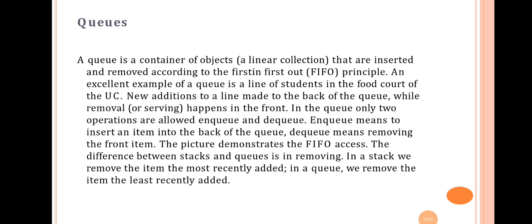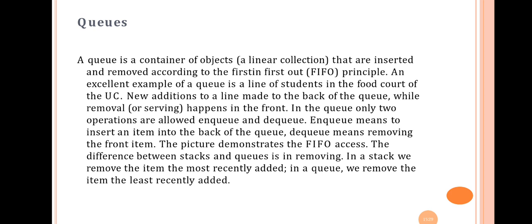Next is queues. A queue is a container of objects that are inserted and removed according to the first in, first out principle. An excellent example of a queue is a line of students in the food court. New additions to the line are made at the back of the queue, while removal happens at the front. In the queue, only two operations are allowed, enqueue and dequeue. Enqueue means to insert an element into the back of the queue. Dequeue means removing the front item. So the picture demonstrates the FIFO axis.